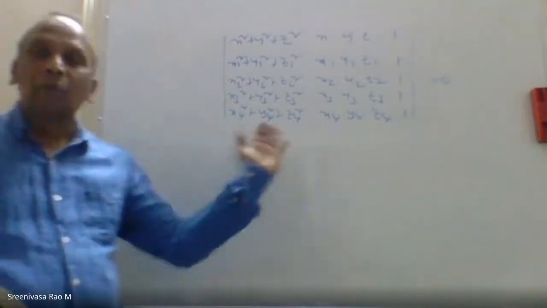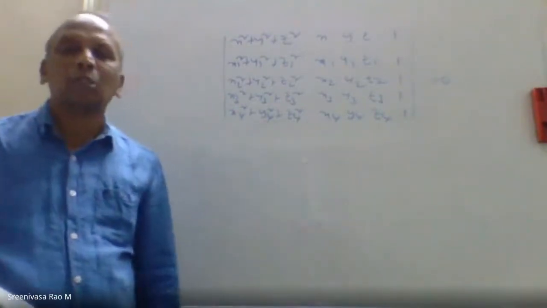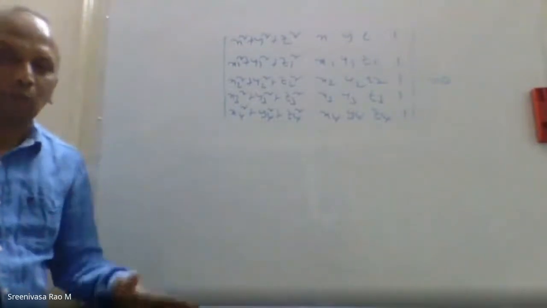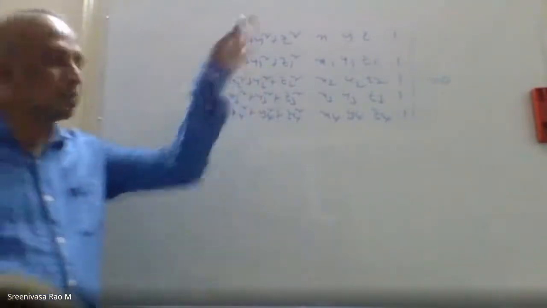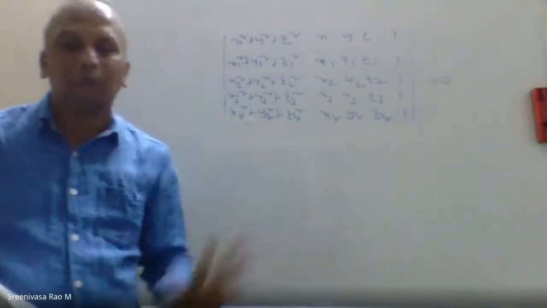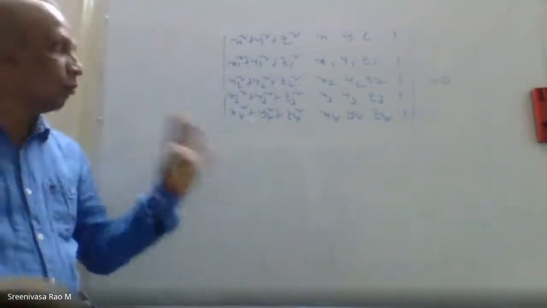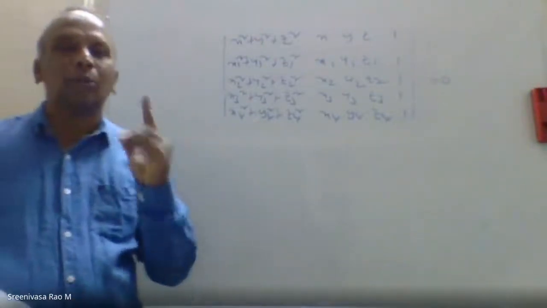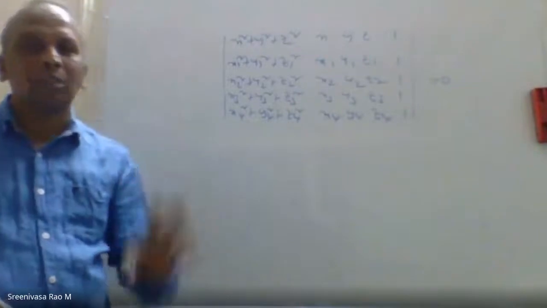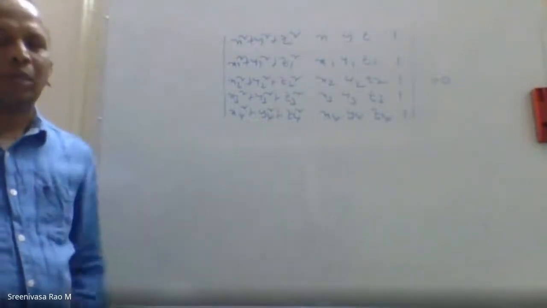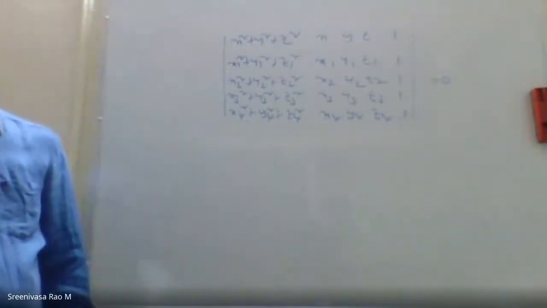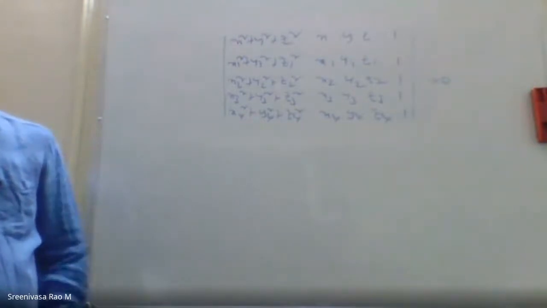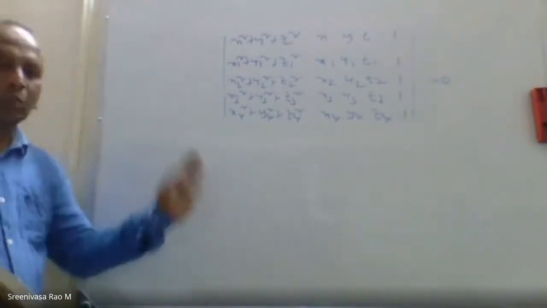Otherwise, you can assume x square plus y square plus z square plus 2ux plus 2vy plus 2wz plus d equal to 0. Substitute the 4 points and simplify. Because we have 4 unknowns u, v, w, d and 4 equations, if we simplify, we can find the equation of the sphere. So that is one way.